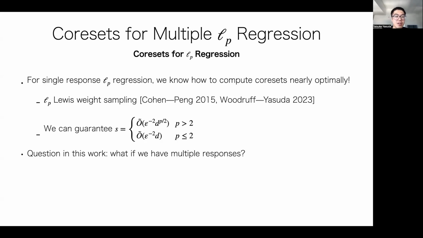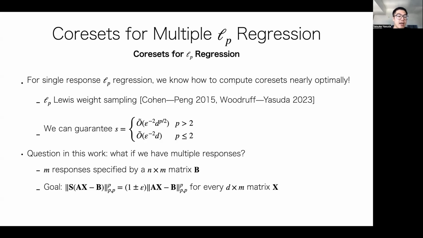So the question that we consider in this work is what happens to this picture if we consider having multiple responses? Instead of having just a single response for each training example, we're now going to have m responses that we simultaneously want to fit. And these responses are going to be specified by this n by m matrix given by capital B. And for the coreset, we want it to approximate this multiple LP regression cost, which is now the entry-wise LP norm of this n by m matrix, Ax minus B, and this ranges over all d by m matrices x.